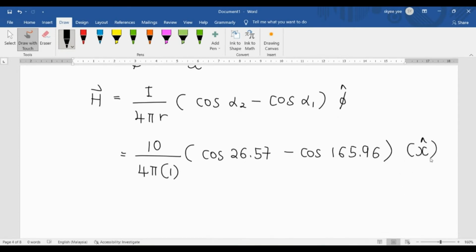We can straight away fill up x. So you can start to calculate, and you get 1.48 in the x direction, ampere per meter. Yes, thank you, Miklik, for your response. Okay, can you get this one?